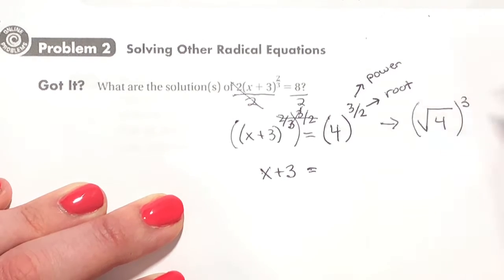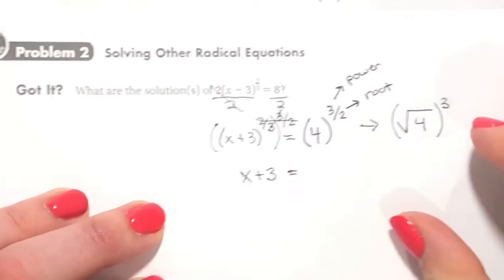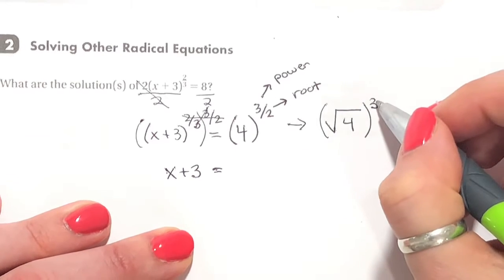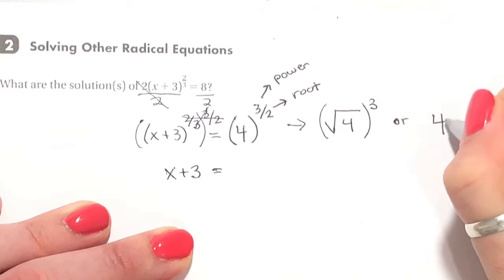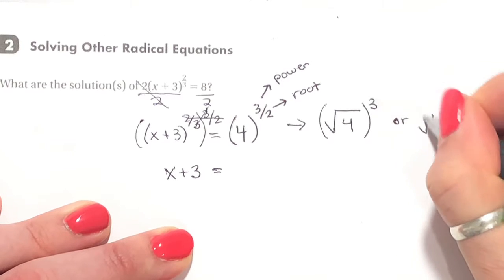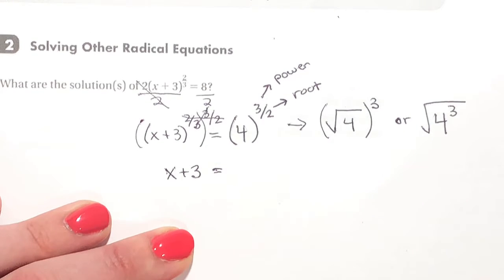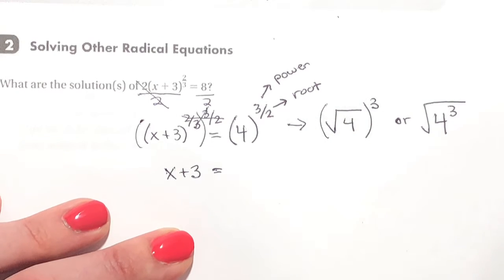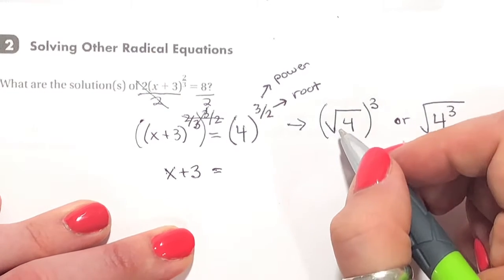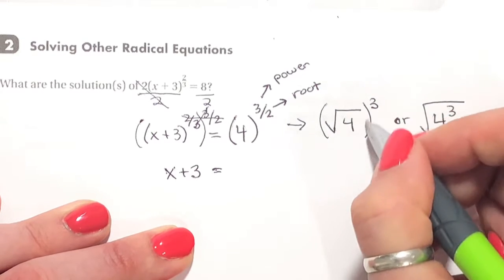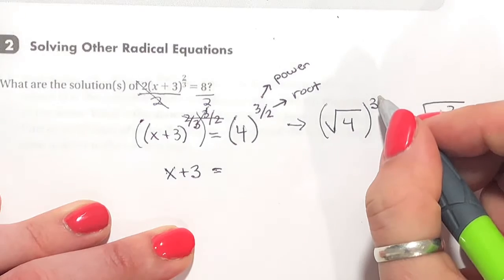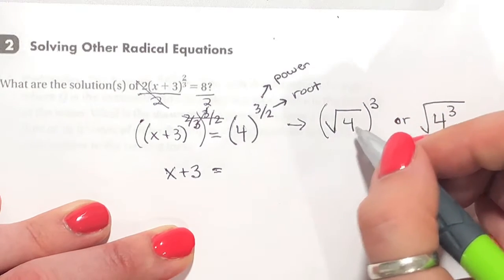the power of 3. You can also flip and do the 3 first and then the root. So you can also do 4 cubed first and then the square root. It doesn't matter the order, they're equivalent, but sometimes one is easier than the other. So for example, in this case, since 4 is a perfect square, it would make sense to actually take the square root first and then cube it, just because it makes my number smaller.